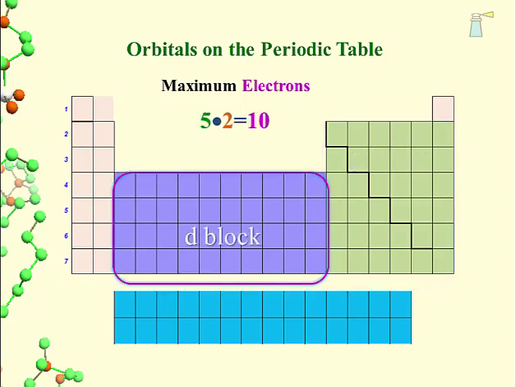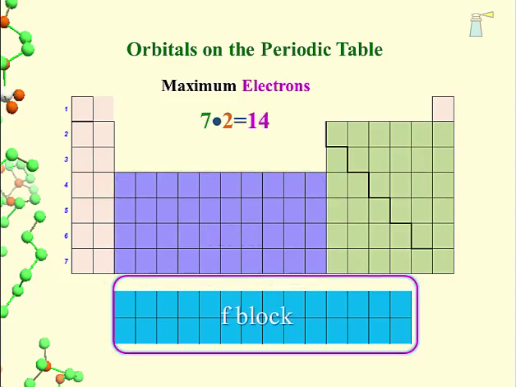There are 10 columns of the transition metals in the middle of the table, coinciding with the maximum number of electrons a set of d orbitals can hold: the d block. And the 2 rows under the table are the f block, coinciding with the maximum number of electrons a set of f orbitals can hold: the f block.